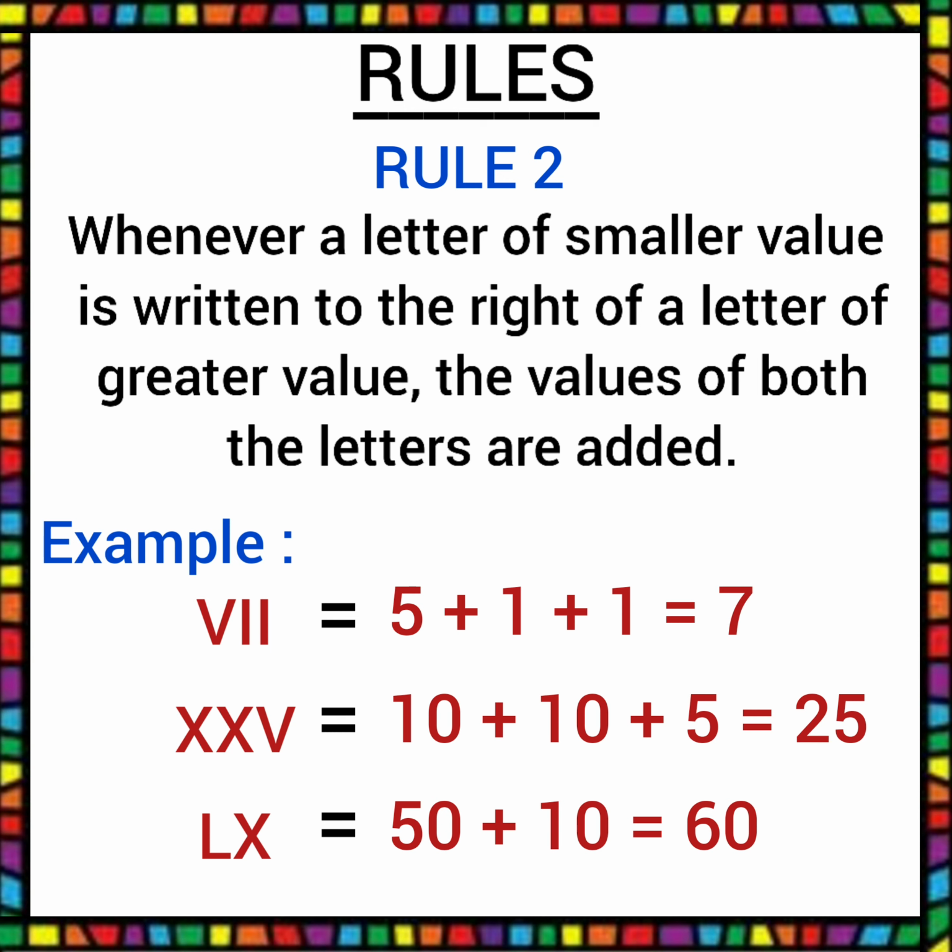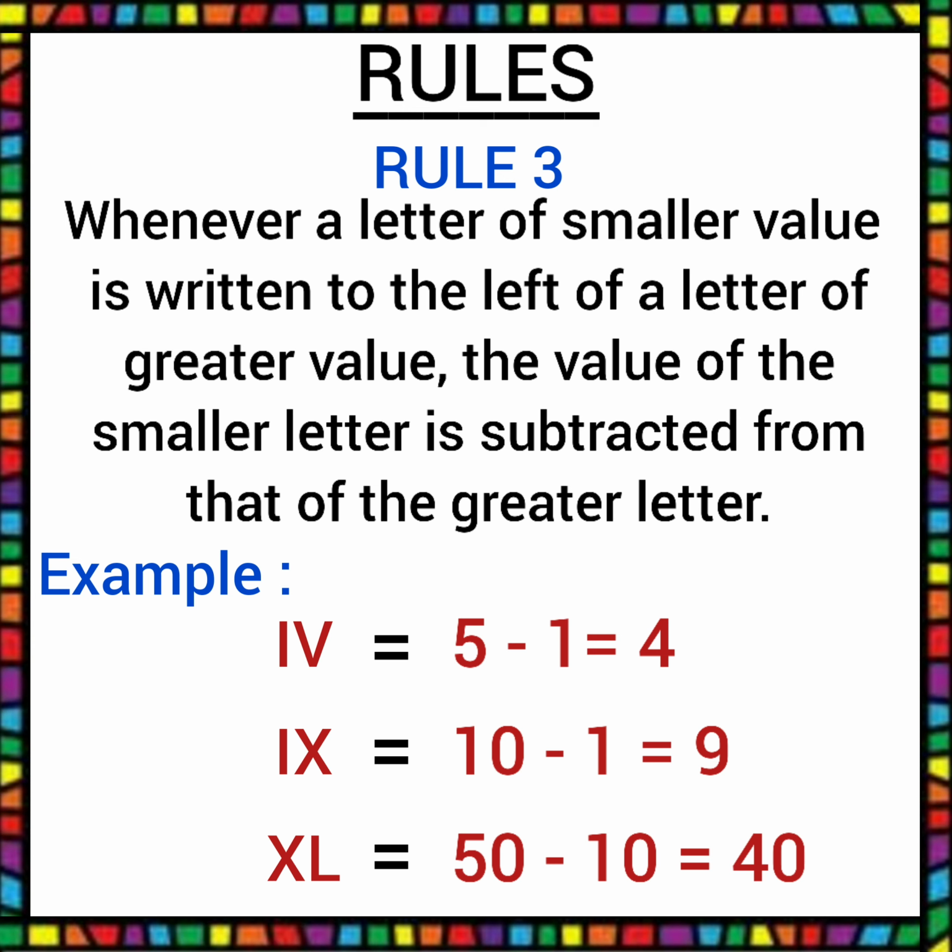So VII represents 7. XXV. Here X represents 10 and V represents 5. So we can write XXV as 10 plus 10 plus 5 equals 25. So XXV represents 25. LX. Here L represents 50 and X represents 10. So we can write LX as 50 plus 10 equals 60. So LX represents 60.